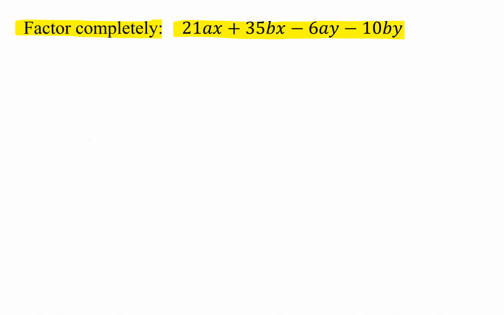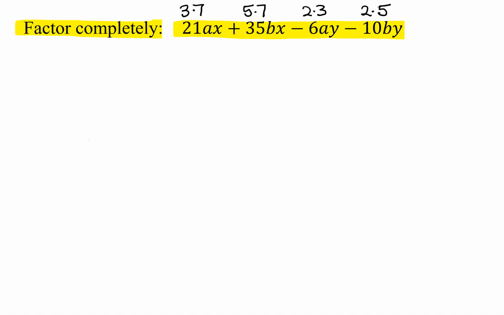So it's easier to do that if I look at all the factors of my numbers. So 21 is 3 times 7. 35 is 5 times 7. 6 is 2 times 3. And 10 is 2 times 5. So you can see there is no common numerical factor for all 4 terms.